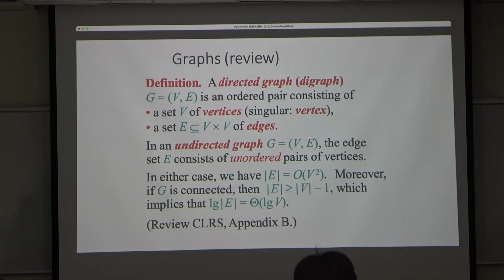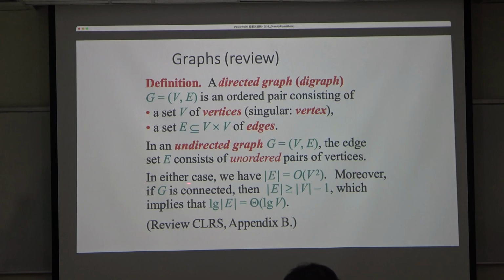We have G equal to V, E, and the set E consists of unordered pairs. This one is an ordered pair, but this one is an unordered pair. So in either case, the size of E is bounded by V squared. No matter whether it's ordered or unordered, each edge can be represented by two vertices, so it must be bounded by big O of V squared.